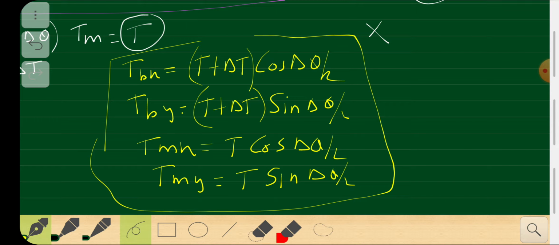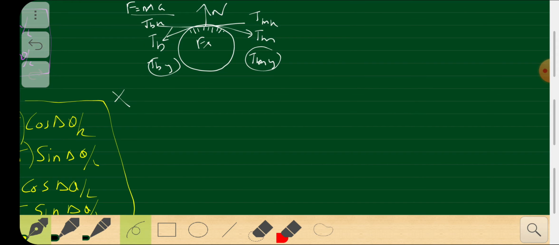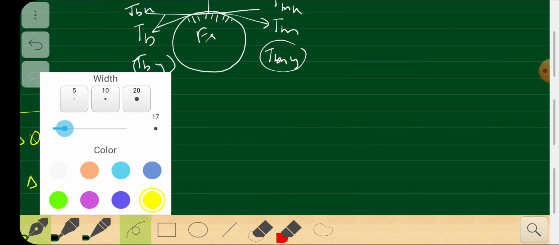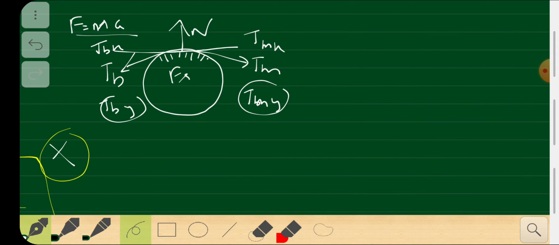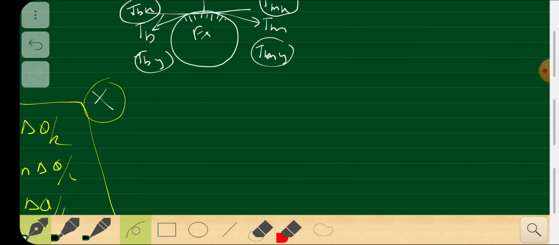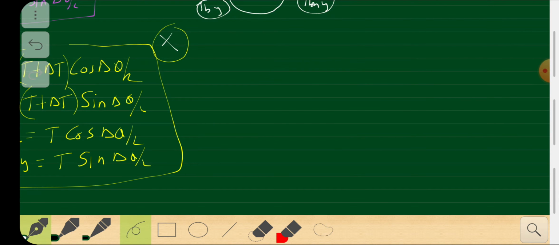So now I can apply F equal to ma here. In the x-axis, what you have is T boy x and T mass x, right? And then there is frictional force. So T boy x is acting there and T mass x is acting there, and then there is frictional force on either sides.